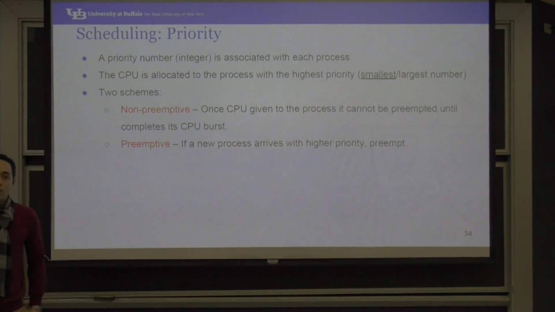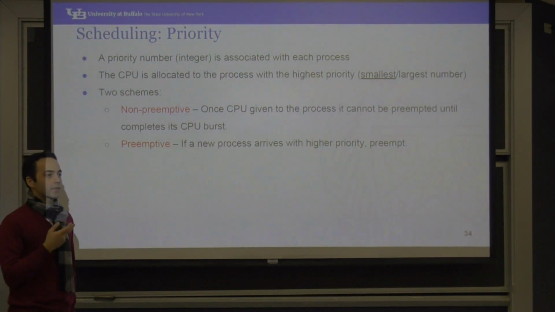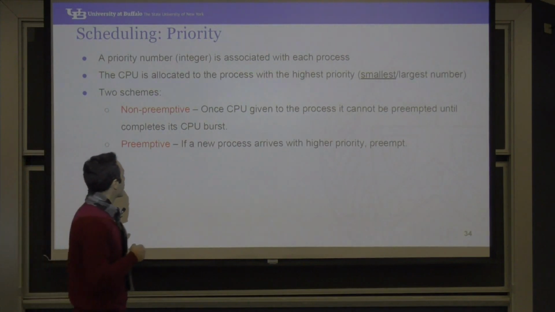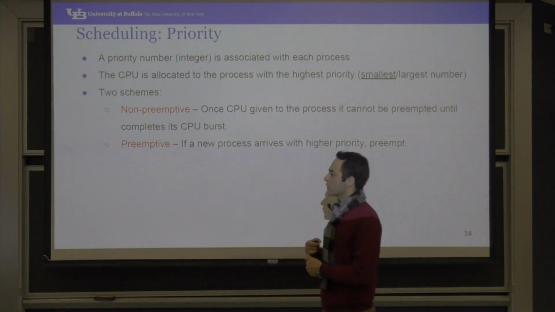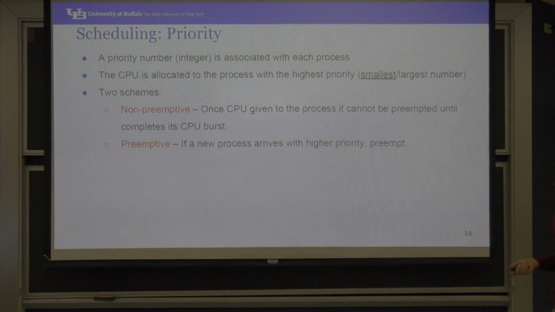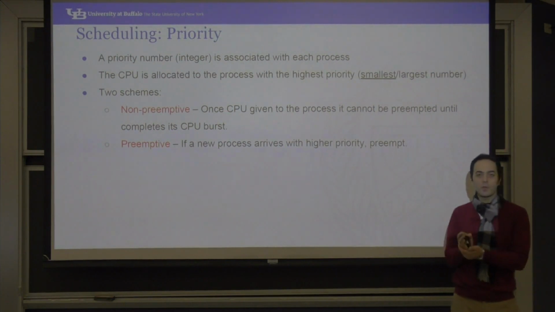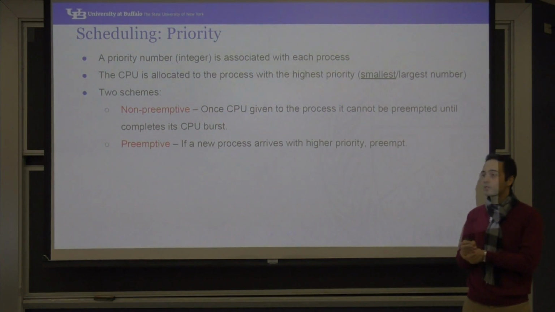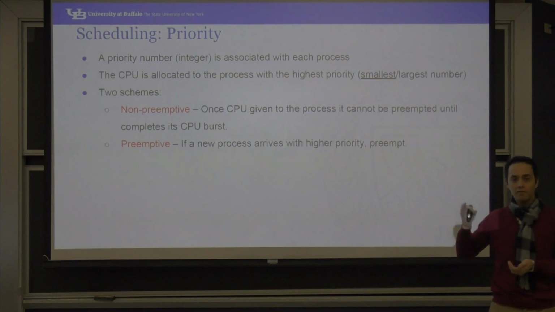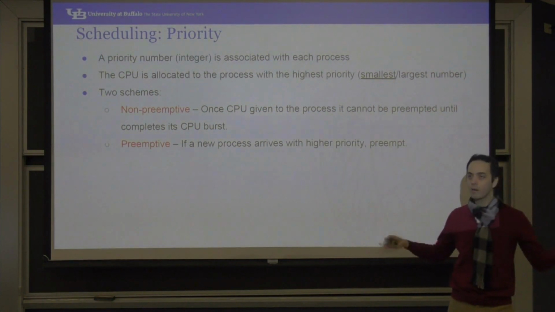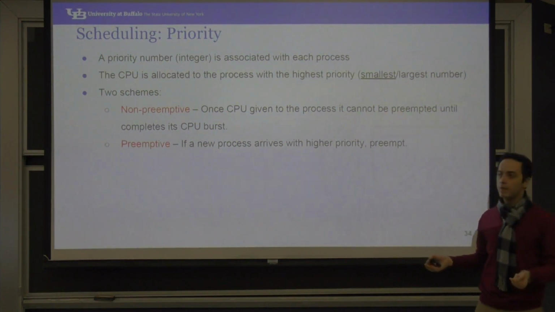Now again, priority also has two schemes. Either it can be preemptive or it can be non-preemptive. So I'm just going to move here. In non-preemptive, it's kind of like what we see in the shortest job. Once the CPU is assigned to a process, it just runs until it finishes. After that, the scheduler decides, okay, now who has the highest priority? I'm just going to schedule that.